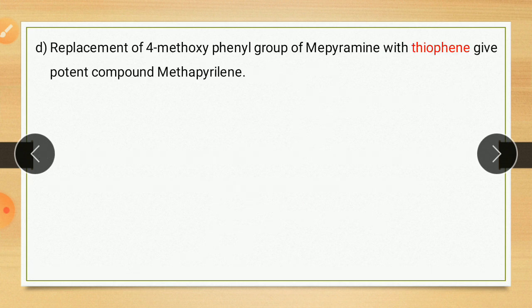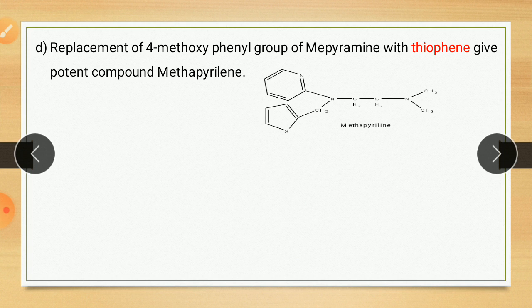Next point, replacement of the 4-methoxyphenyl group of mepyramine with thiophene gives the more potent compound methapyrilene. So in the previous drug mepyramine, if we replace the 4-methoxyphenyl ring with thiophene, it gives the new drug called methapyrilene, which is also a potent drug.